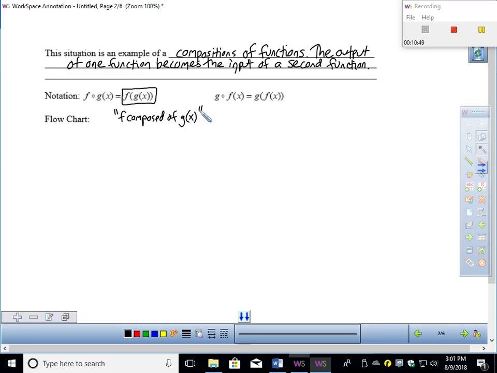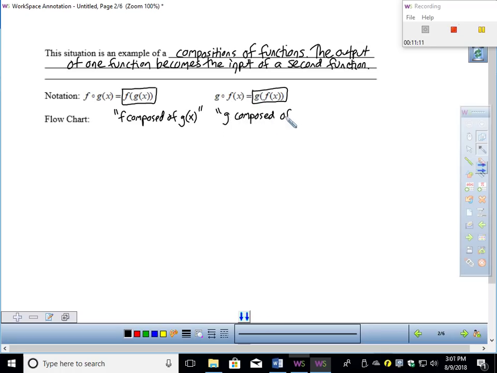I like that. Put that in if you would. That's how we would read this notation right here. And obviously you can play around with all these. Here's one for g of f. I don't like the way that plays out, but you get the idea. You'll see me use it this way. So this would be g composed of f of x.